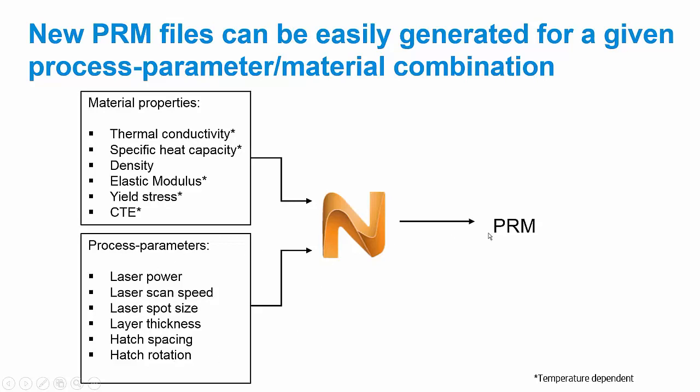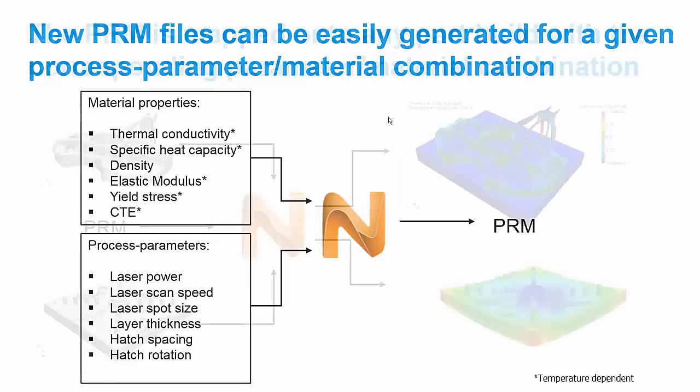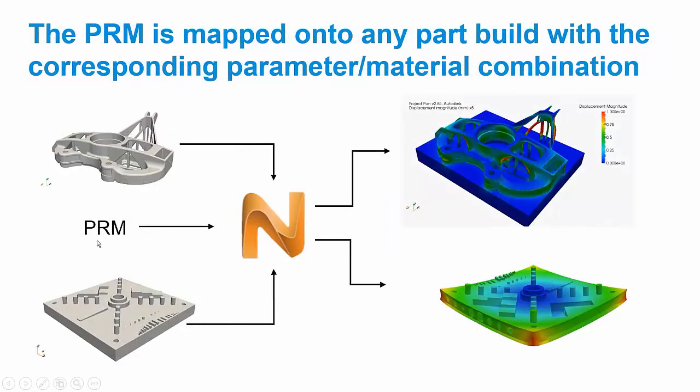Now, once we have that parameter file, say for the EOS machine's performance settings on Ti64, anytime I go to build a geometry on the EOS machine using the titanium, using the performance setting, I can use this PRM file, input this into NetFab simulation along with the CAD file, and the output will be the distortion of the part that I'm going to build.